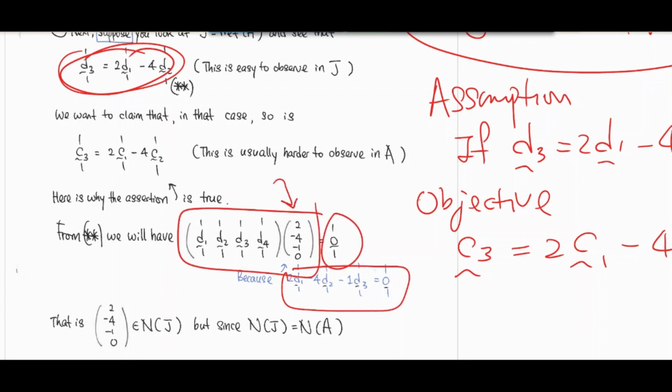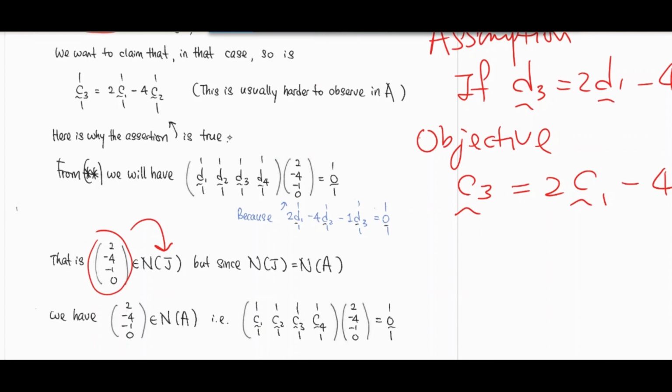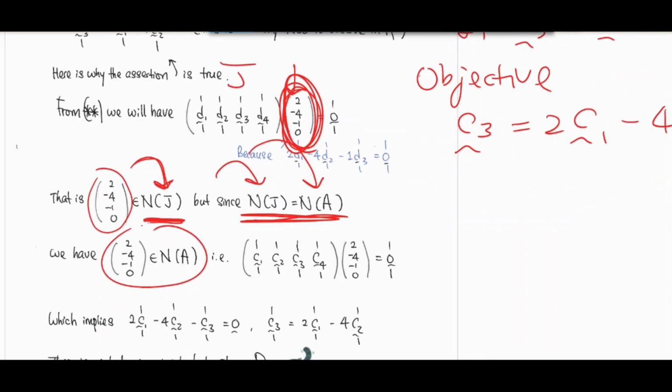What does it mean? It means that this vector here, 2, negative 4, negative 1, 0, is in the null space of J. Why? Because J times this equals the 0 vector. Now, the null space of J and the null space of A are the same. So this vector being in the null space of J will also be in the null space of A, meaning that you take A, multiply this vector, and you get the 0 vector.